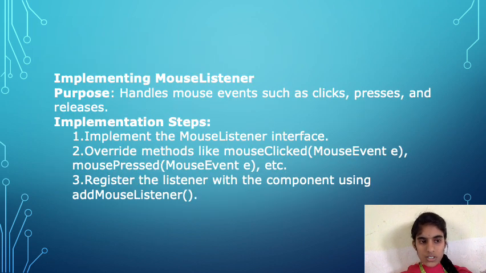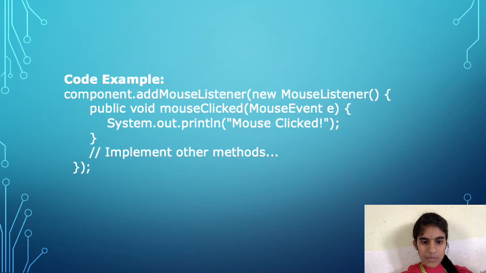Implementing mouse listener. The purpose of this is to handle mouse events such as clicks, presses and releases. There are four steps to implement this mouse listener. First step, implement the MouseListener interface. Override the methods like mouseClicked and mousePressed, etc. Register the listener with the component using addMouseListener. This is the example code.